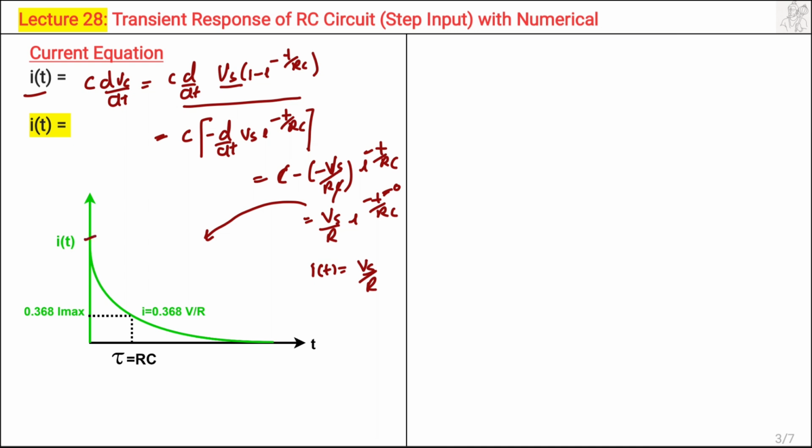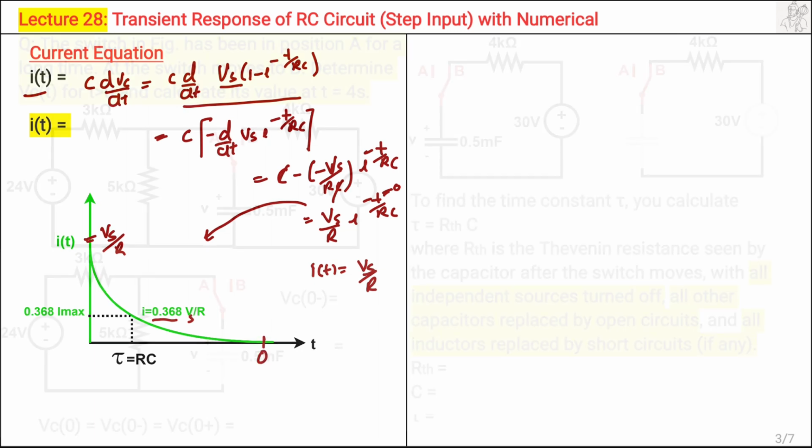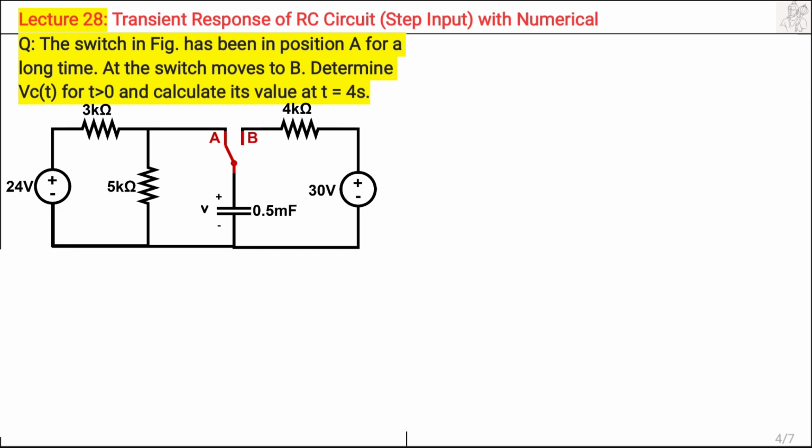Therefore, it starts from Vs by R, and at time t equal to RC, if I solve this equation, I get I is simply equal to 36.8% of the initial value, that is Vs by R, and the final value will be simply equal to 0. Let's solve this numerical to understand the concept further.